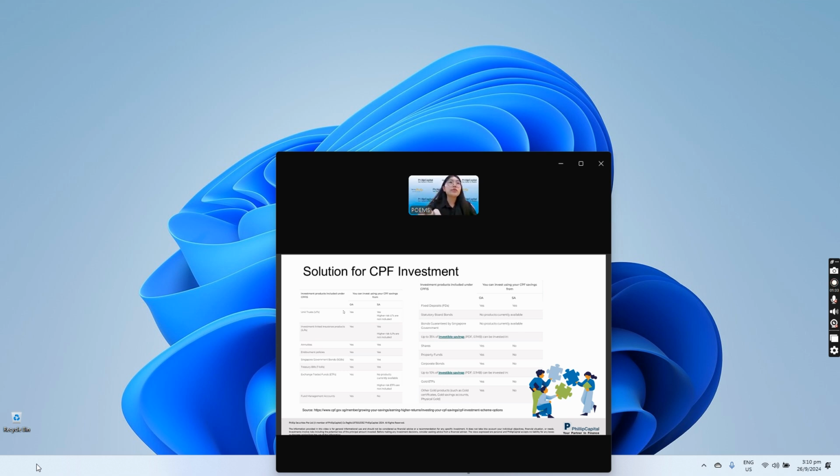So if you want to explore UT investment in OA and SA, you can go to our Poems Fund Finder, then you can filter which funds are available for this kind of fund source. You can do investment-linked policy also. In Philips, we can also help you to do that.